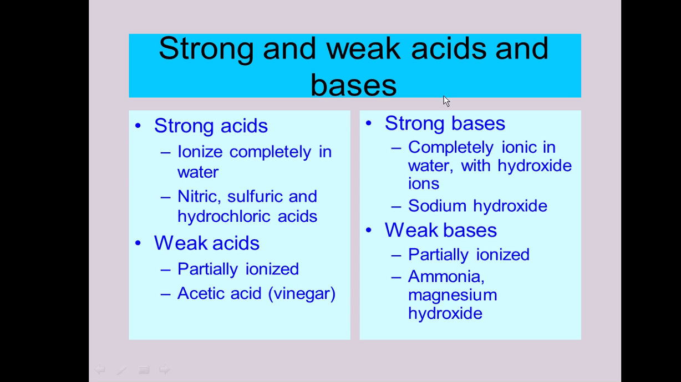Now the strong bases are the ones which are going to ionize completely in water, and they are going to give hydroxide ions. An example is sodium hydroxide. If you add sodium hydroxide into water, it's going to ionize and break down completely, and it's going to give hydroxide ions, or the other way to say it is that it's going to accept the hydrogen ions. Weak bases are the ones which are going to partially ionize in water. Examples are ammonia and magnesium hydroxide.